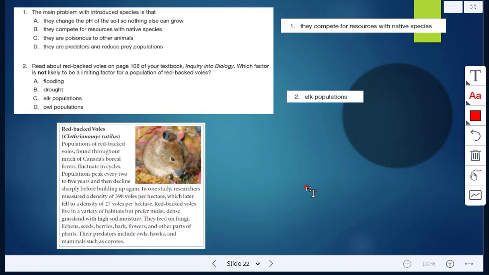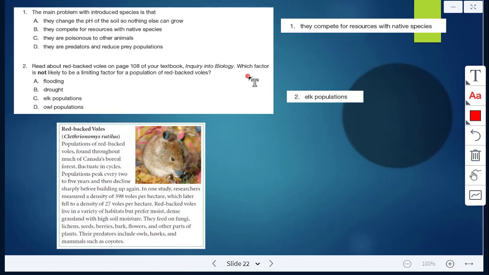All right, let's take a look here at some more example questions. So question 1, the main problem with introduced species is that A, they change the pH of the soil so nothing else can grow. B, they compete for resources with native species. C, they are poisonous to other animals. Or D, they are predators and reduce prey population. So the answer here is B. They compete for resources with the native species.